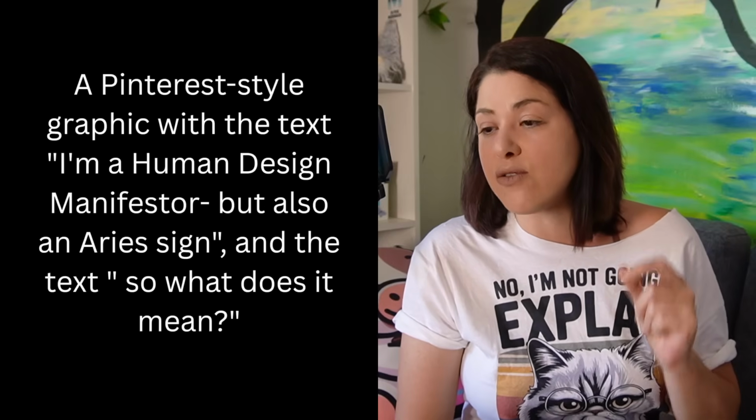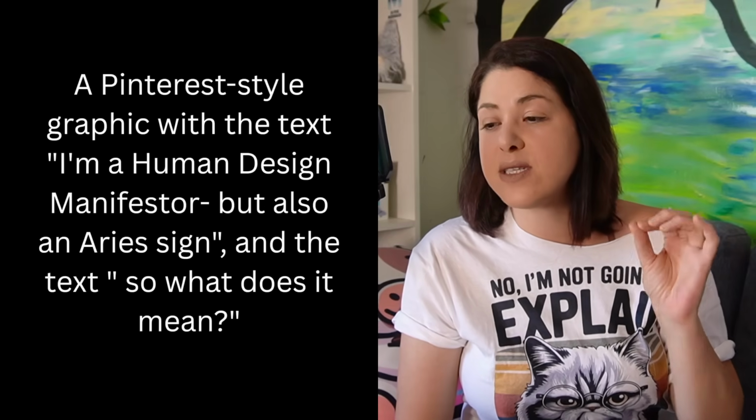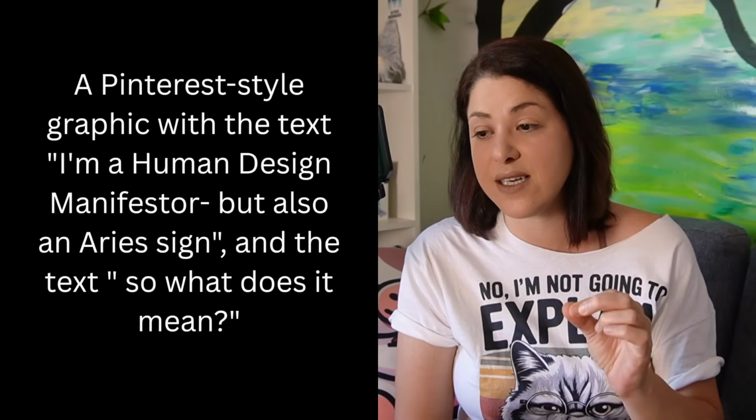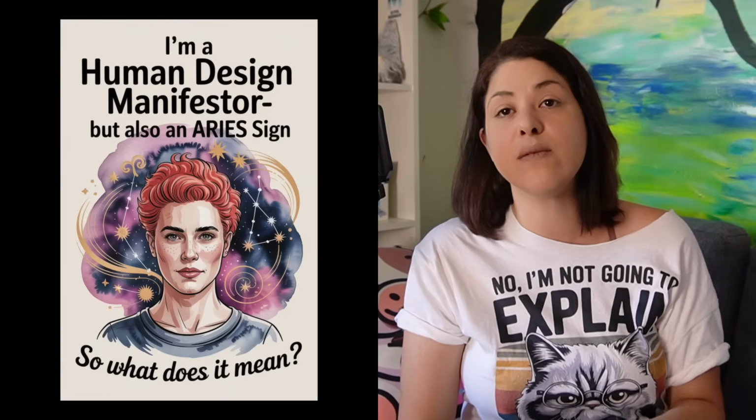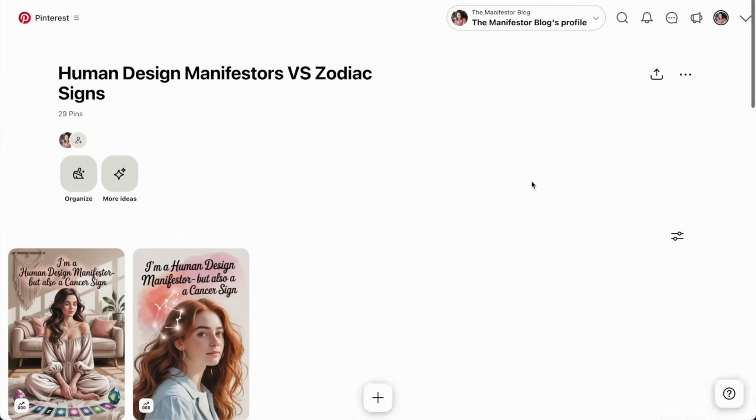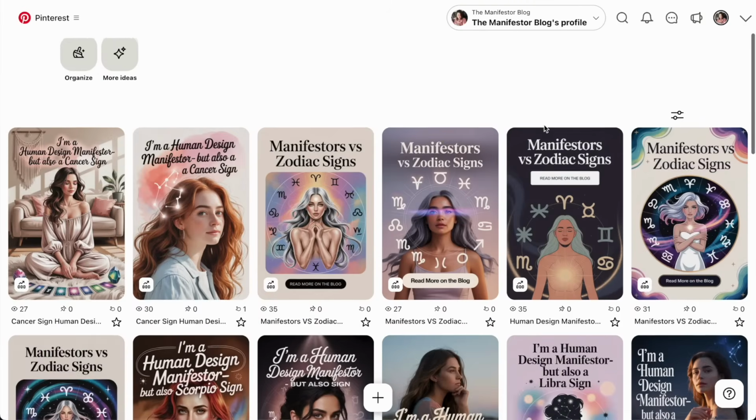And the Pinterest pin was prompted a Pinterest style graphic with the text, I'm a human design manifestor, but also an Aries sign. And the text, so what does that mean? And this is one of the images that I got. I actually did this with every single one of the zodiac signs, downloaded multiple images, uploaded them to Pinterest on their own Pinterest board, and they're promoting the article so far for me.